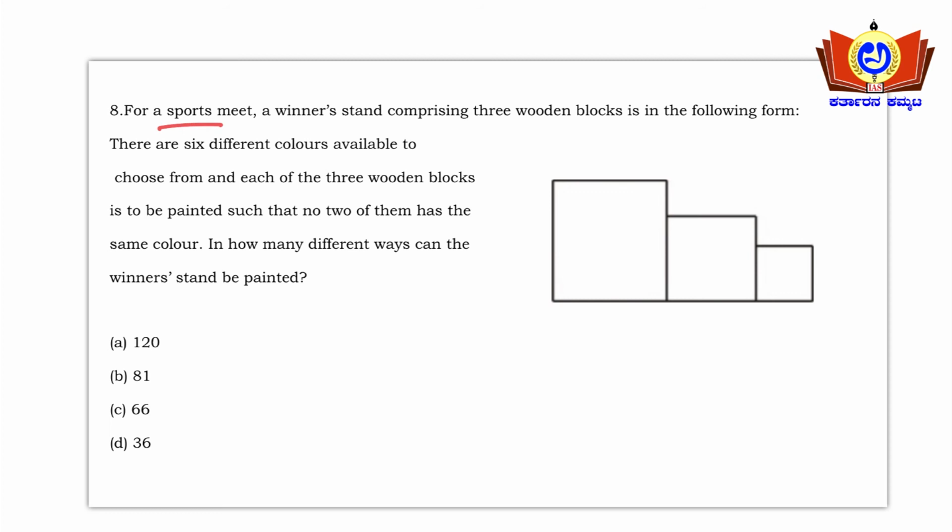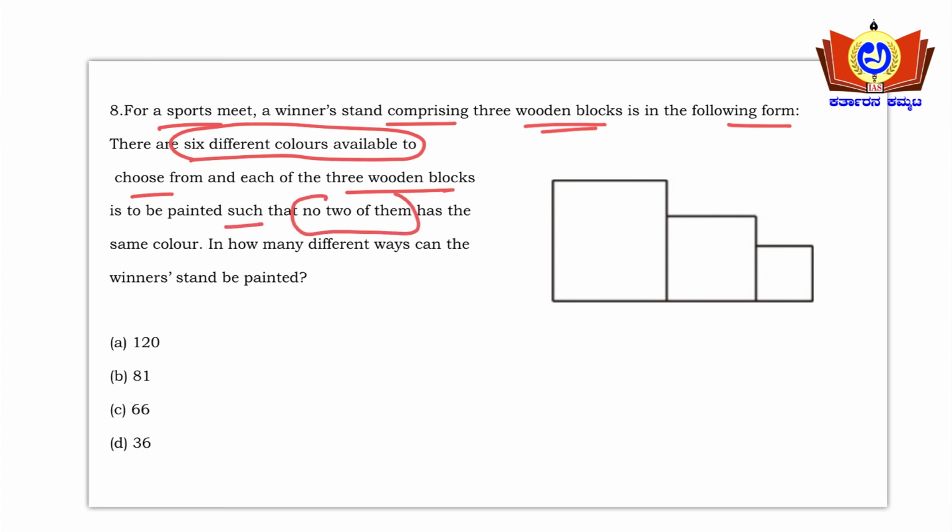For a sports meet, a winner's stand comprising 3 wooden blocks is in the following form. There are 6 different colors available to choose from, and each of the 3 wooden blocks has to be painted such that no 2 of them has the same color. In how many different ways can the winner's stand be painted here?